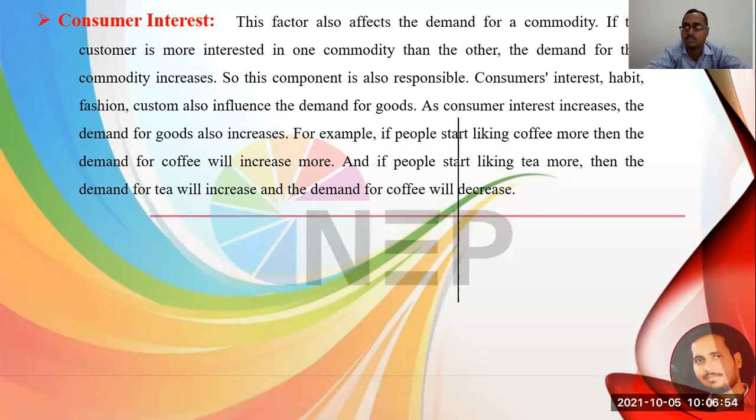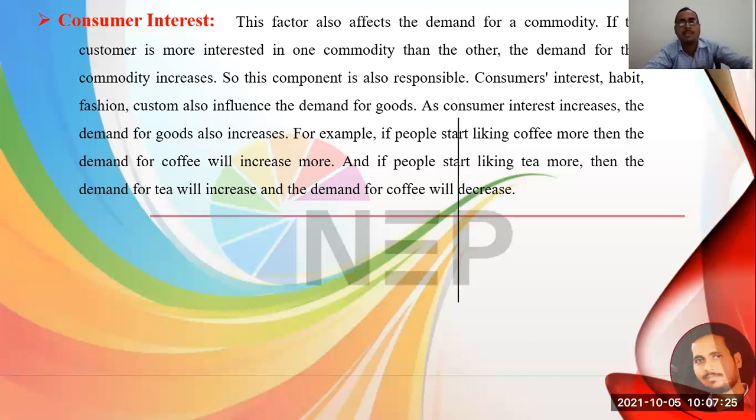This is the habits of the consumer. This is the fashion of that society. This is the fashion of that period. So these also play an important role for the demand. So we can say this factor also affects the demand for a commodity. If the consumers are more interested in one commodity than the other, then the demand for that commodity increases. So this component is also responsible for affecting the demand.